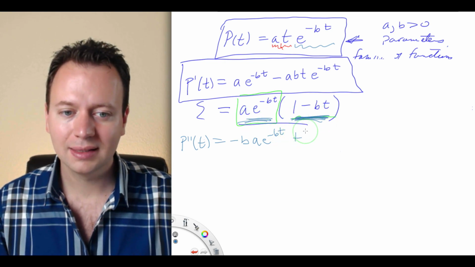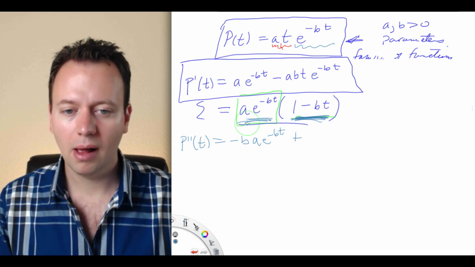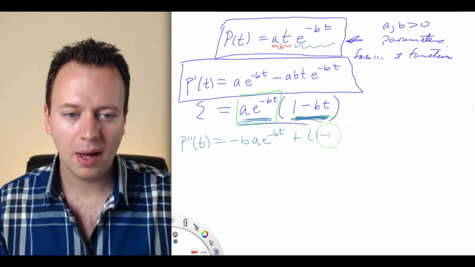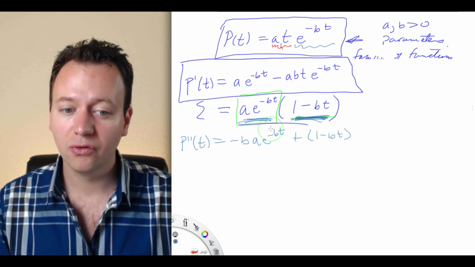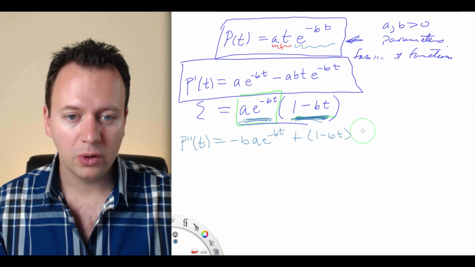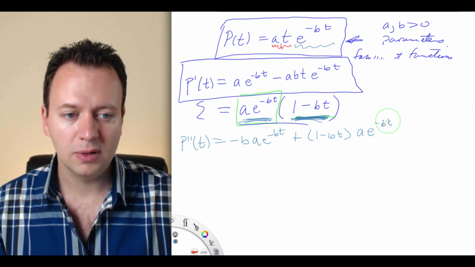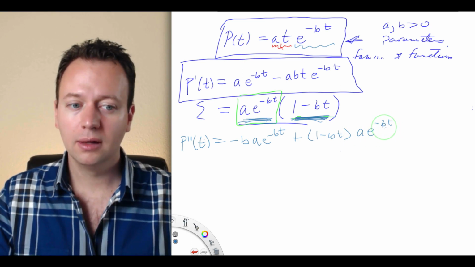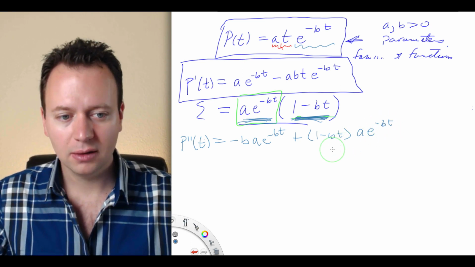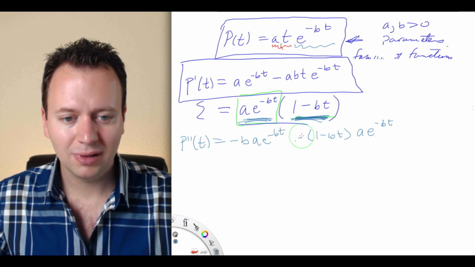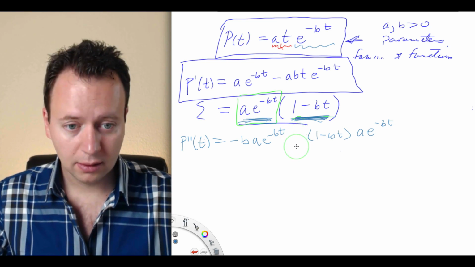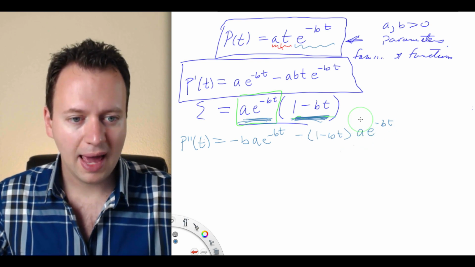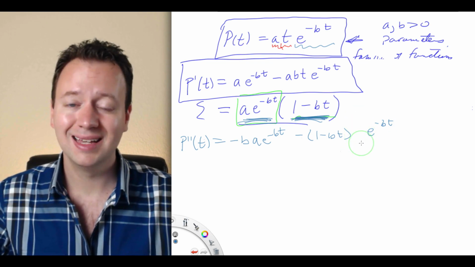And then plus, or the other way around, the first times the derivative of the second, plus the second function, 1 minus bt, times the derivative of the first. Now the derivative of the first, we rewrite it, a e to the minus bt, because it's an exponential function. And then we multiply by the derivative of the exponent. So we multiply by negative b. So I'm going to change this plus to a minus to accommodate the negative b. And then this a is going to become a times b.